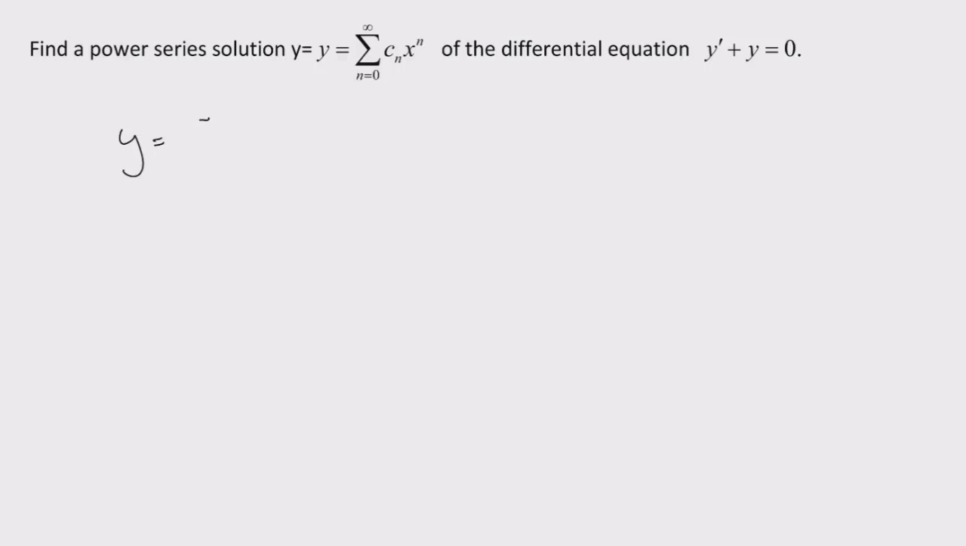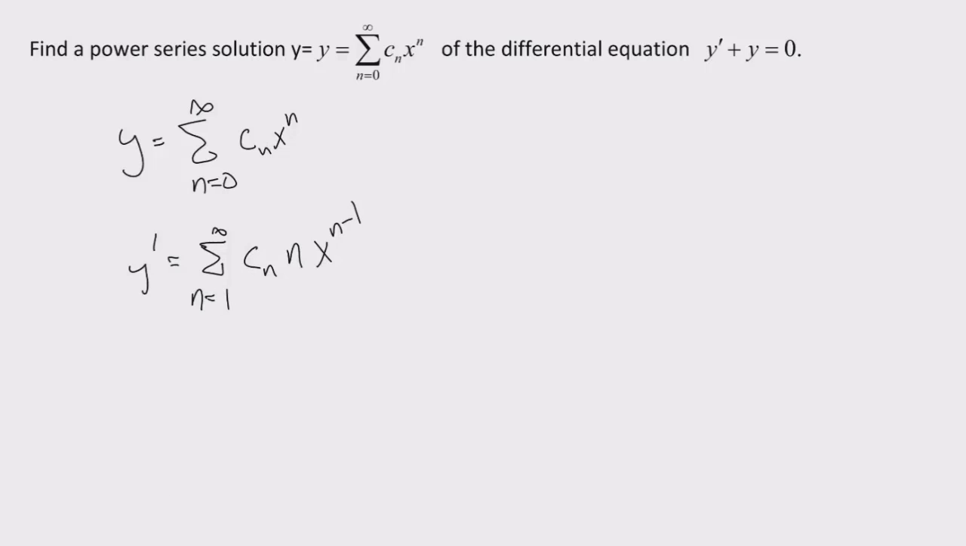So let's start with y equals the summation of n equals 0 of c sub n x to the n. And so what would y prime look like? That was something we talked about earlier about the derivative of a power series. So that's going to start at n equals 1 to infinity, c sub n times n times x to the n minus 1.